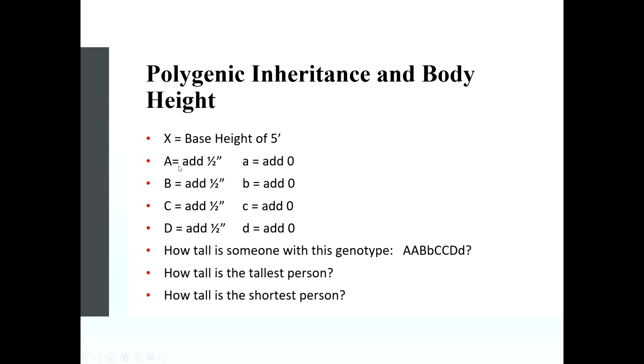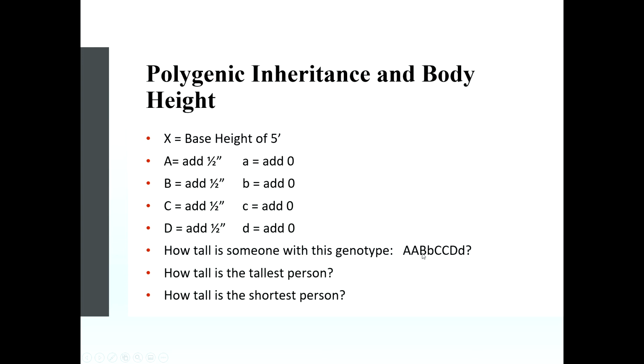So if you inherit the dominant allele, you get an added ½ inch. A recessive allele, no additional height. So if we ask ourselves, and I should have put an X right here, so this person is at least 5 feet tall, they inherited X. How tall is someone with this genotype?